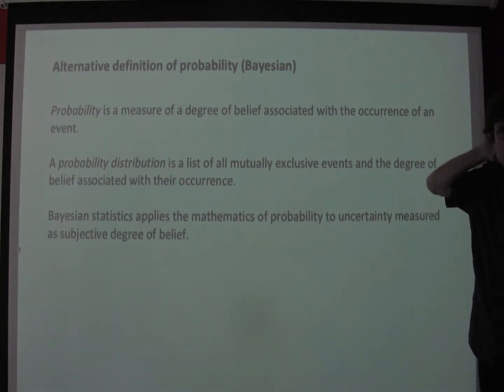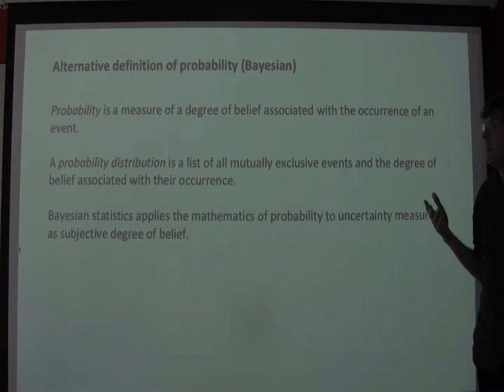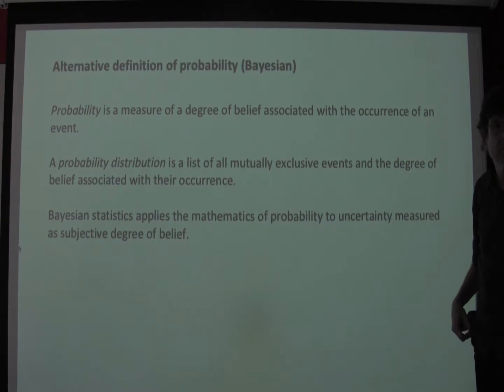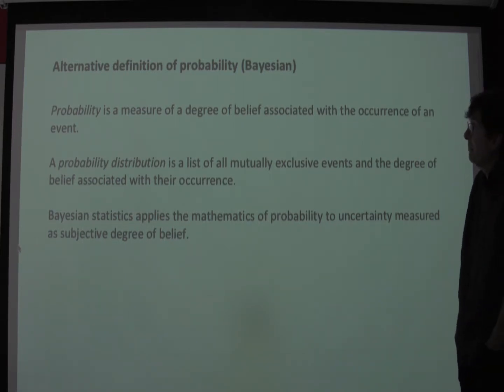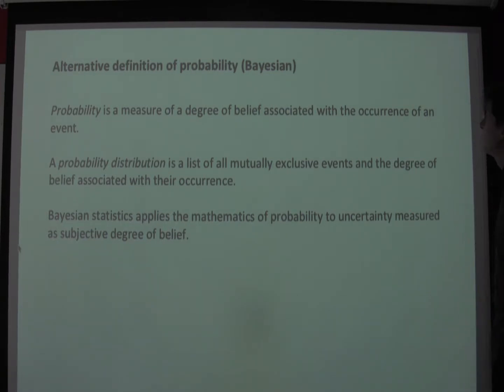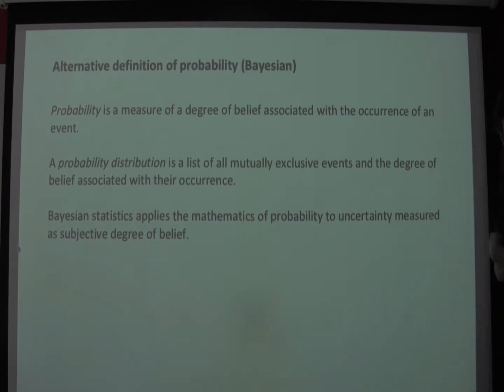And yet people want to be able to put a number to measure the uncertainty of exactly these kinds of questions. And to do this required an alternative definition of probability. It's the Bayesian definition of probability. Probability is defined as a measure of a degree of belief associated with the occurrence of an event. We're no longer dealing with random trials repeated over and over again. What's a probability distribution in that case? Well, it's all the possible mutually exclusive events that might occur and the degree of belief associated with them.